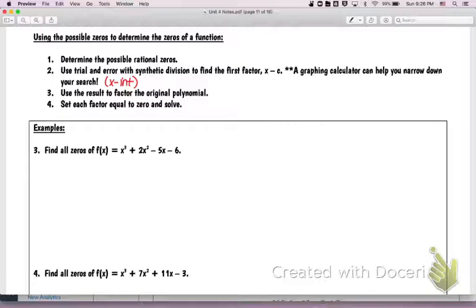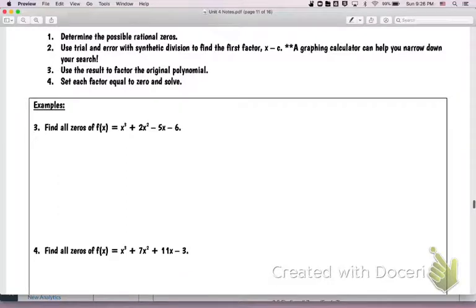So we want to start by looking at our possible rational zeros. For this one, they're all going to be over plus or minus 1, so that makes it a little bit nicer. We really only have to look at the factors of -6. So the possible ones are going to be plus or minus 1, plus or minus 2, plus or minus 3, and plus or minus 6. That's where we need to guess and check.